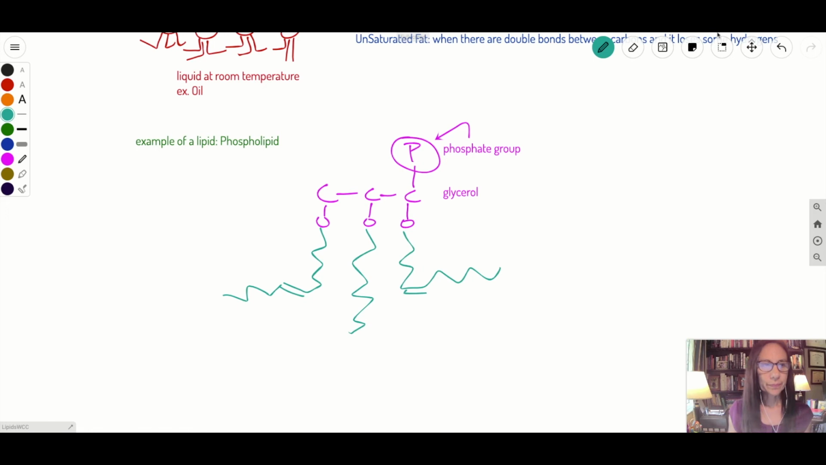Oh, I'm sorry. So in a phospholipid, there's only 2 fatty acid chains, not 3. A triglyceride has 3. A phospholipid just has 2. So a phospholipid looks like this. There's a glycerol. These are the fatty acid chains. There's only 2 fatty acid chains. And then there's a phosphate group on the 3rd carbon instead of a fatty acid chain. So that's what a phospholipid looks like.